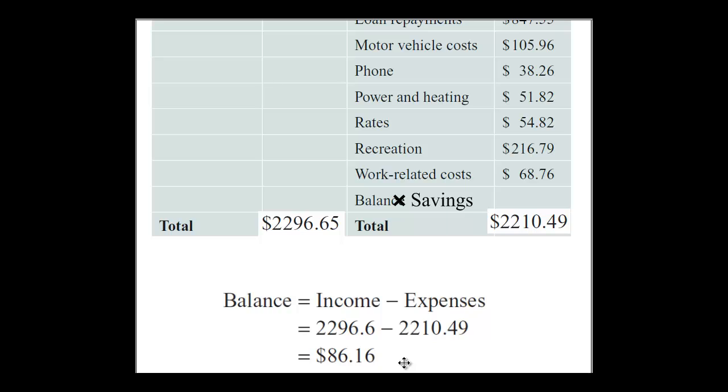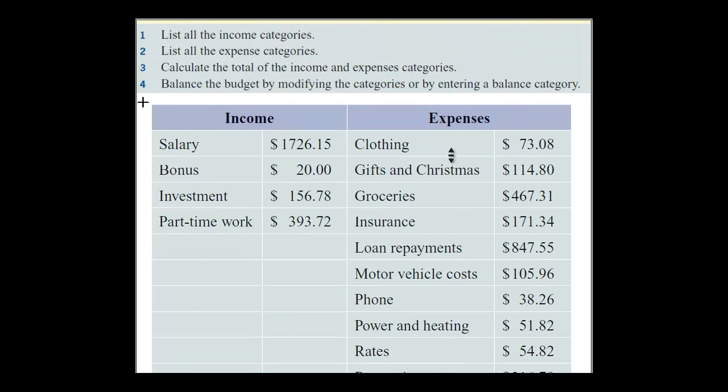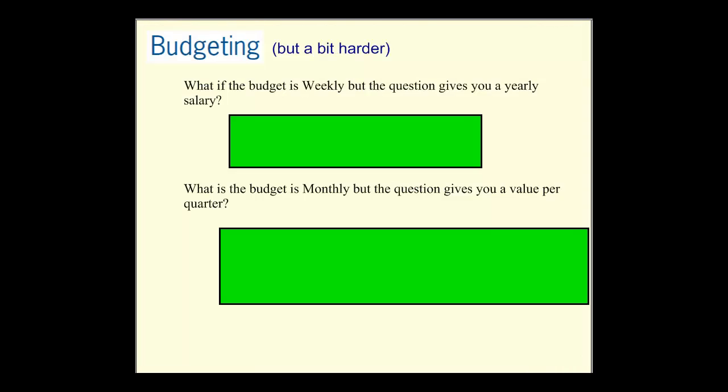So he's likely to be able to save that, or just splurge it even more, I guess, on more recreation is what I would do. So that's basically all there is to creating a budget. But there are a couple of things that we do need to keep in mind.